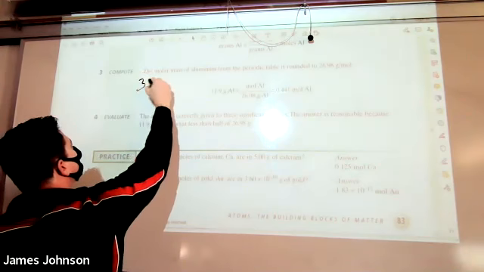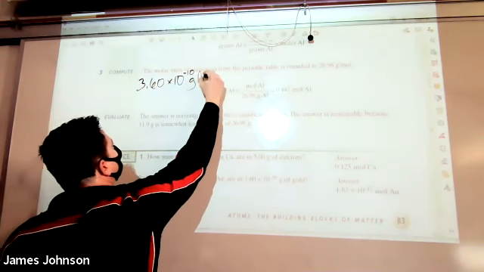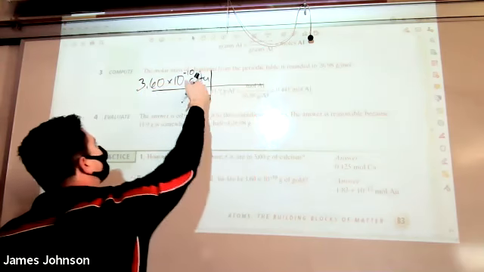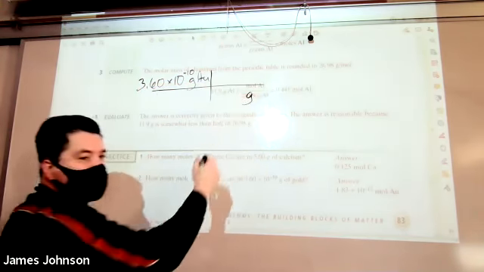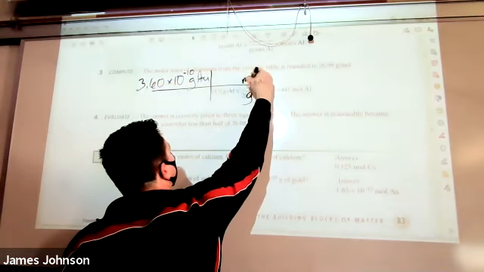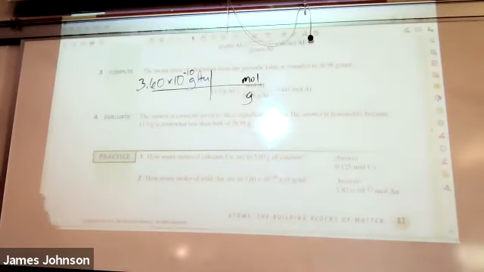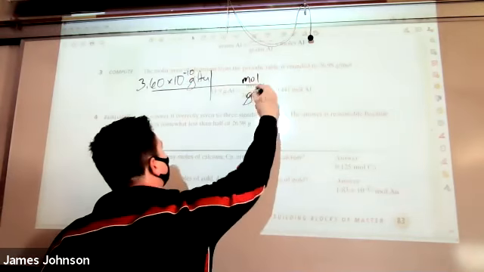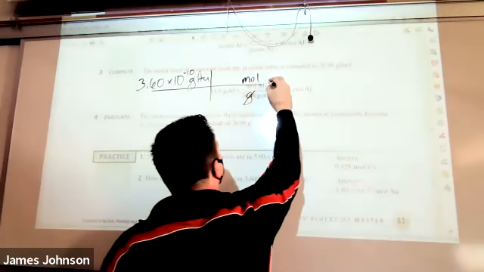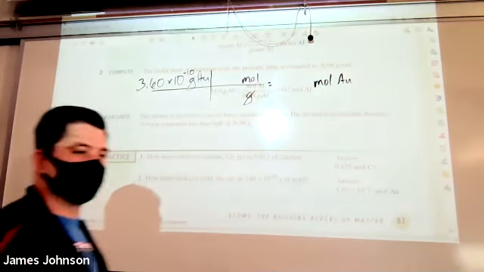So 3.60 times 10 to the negative 10th grams of gold. Set up my crosshairs here. I know I need to cancel out grams, so I'll go ahead and just put that on the denominator immediately. And I'm converting into moles, so I'll put that on the numerator immediately. That way, when I actually do my calculation, grams will cancel out, they'll go away, and my final answer will be in moles of gold.